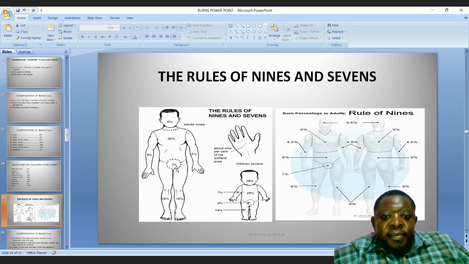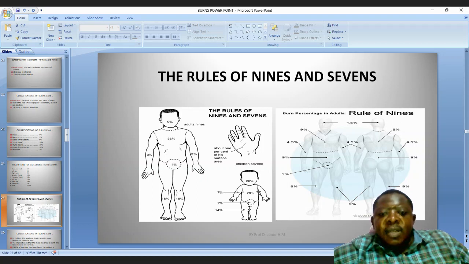So these percentages were approximated using the palm, the number of times that it will go there. On the perineum, just find one hand is going there to cover that. So one hand there, 1% there.